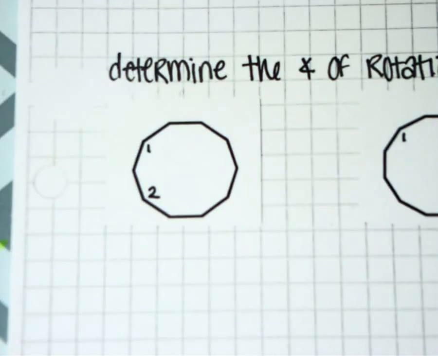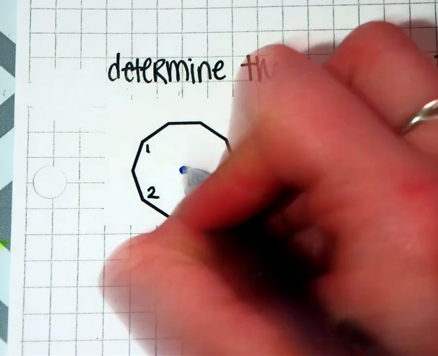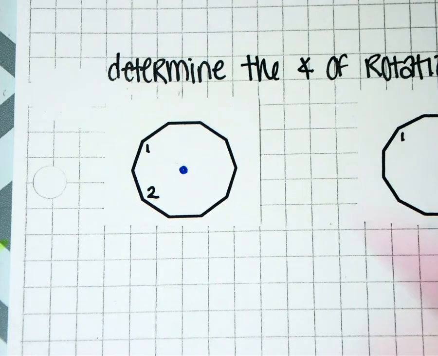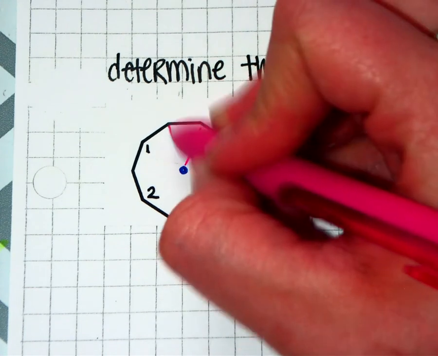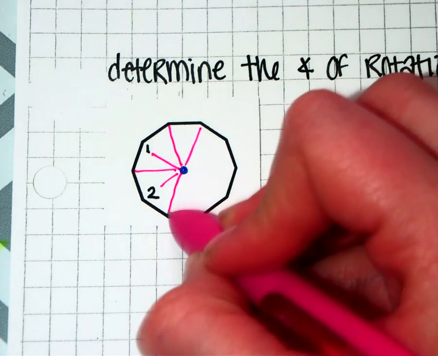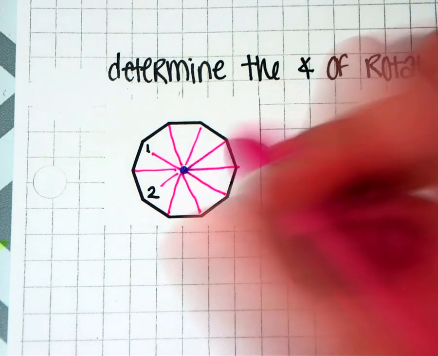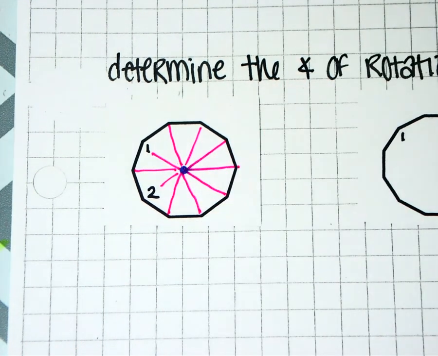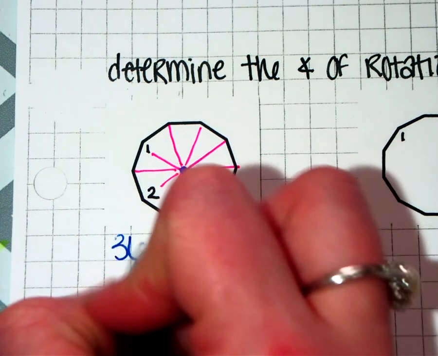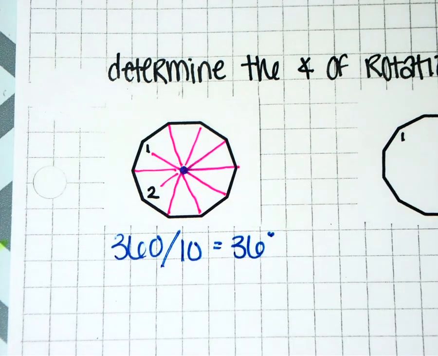So the first thing we're going to do is the same as we did before. We're going to put the dot in the center. We're also going to go ahead and break up our shape. So 1, 2, 3, 4, 5, 6, 7, 8, 9, 10. So we're going to take 360 and divide that by 10, which is 36 degrees.